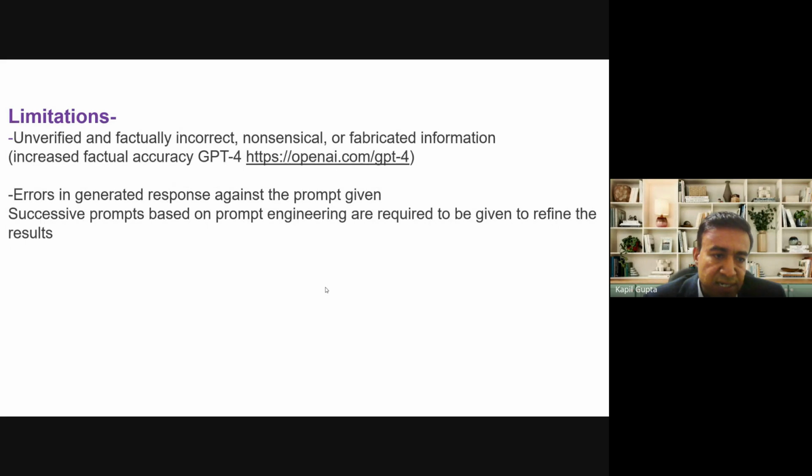There are limitations, certainly: unverified and factually incorrect, nonsensical and fabricated information. Increased factual accuracy is possible by following some instructions from various AI generators. So the hallucination problem is also there, and there are errors in the generated response against the prompt given. So successive prompts based on prompt engineering are required. And if from the beginning your prompt is precise, then you will get a precise response.